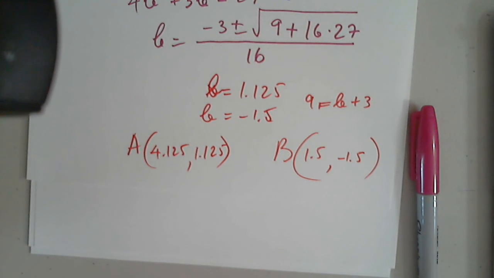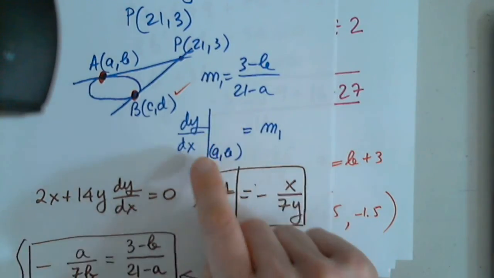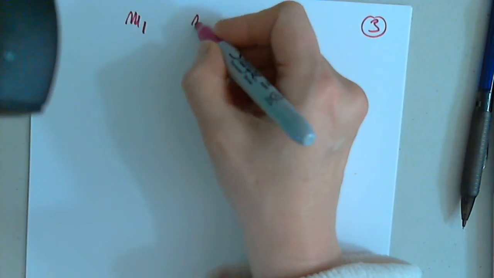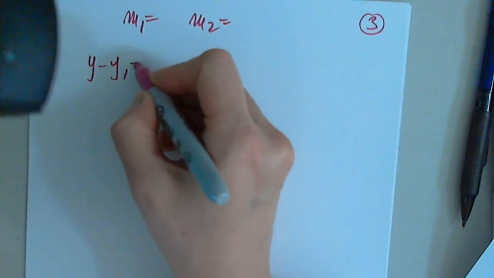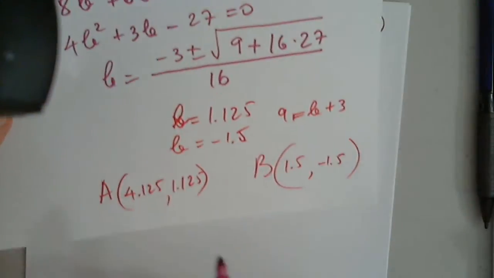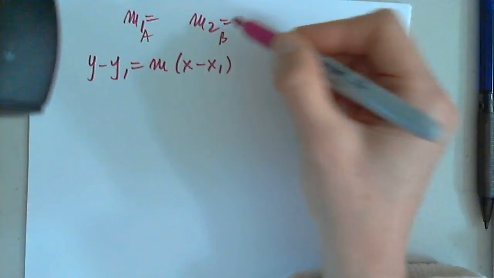So it's asking for the equation of the tangent line. So in order to find the equation, I have to find the slope. Yes. So now with these points, thank you for reminding me. First I will find M1 and then M2. So this is the slope M1 and this is the slope M2. And then I will use y minus y1 equals the slope times x minus x1 for the points that I just determined. M1 will be with A, and M2 will be with B.